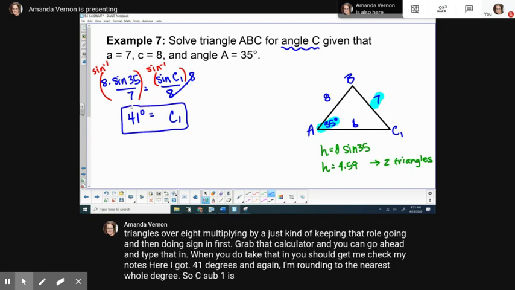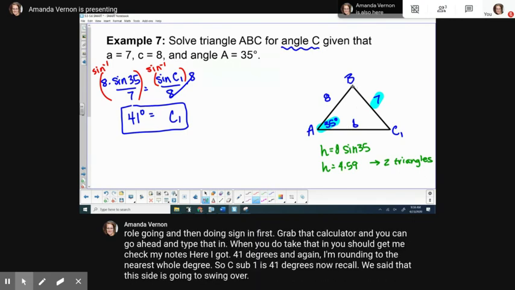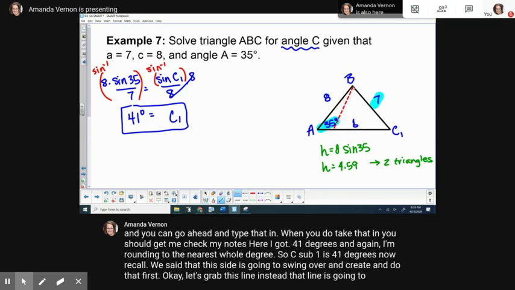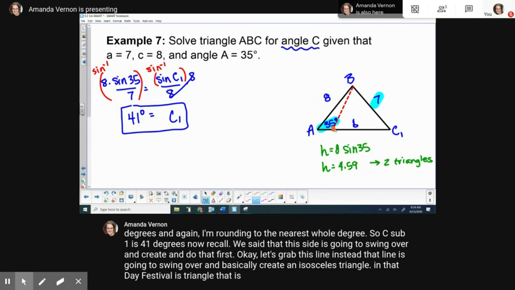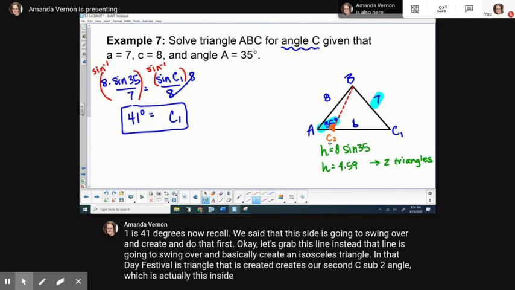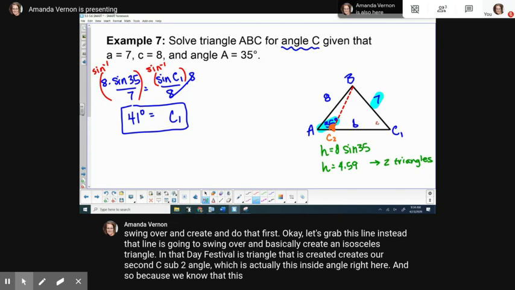Now, recall, we said that this side is going to swing over and create, oops, let me undo that for a second. Let's grab this line instead. That line is going to swing over and basically create an isosceles triangle. And that isosceles triangle that is created creates our second C sub 2 angle, which is actually this inside angle right here. And so because we know that this C1 is 41 degrees, that makes an isosceles triangle that we don't care about.